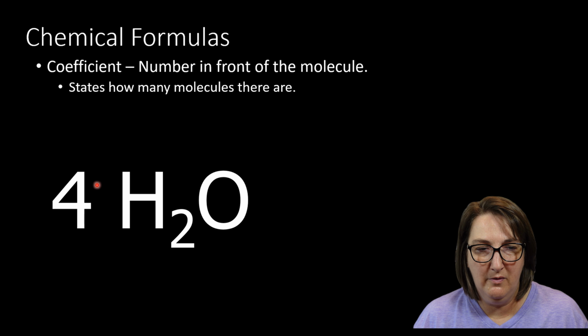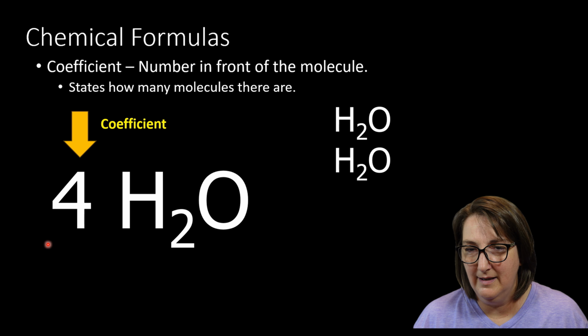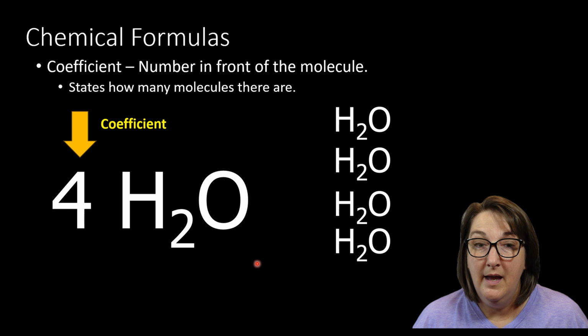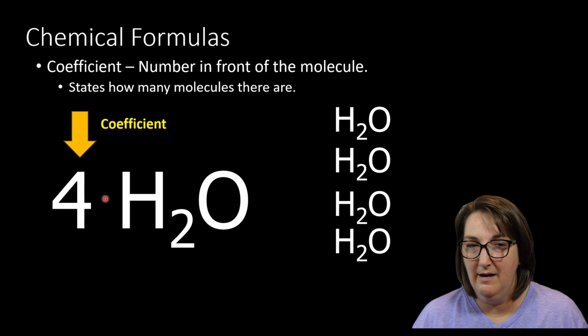Coefficient is this number right here. This is telling me how many molecules of water I have. So here I have a water molecule. I have 2 hydrogens. I have 1 oxygen. This is saying I have 4 of these. So it would be similar to setting it up like this. I have 4 water molecules all together. Now when you have this, you multiply everything on the other side by your coefficient.